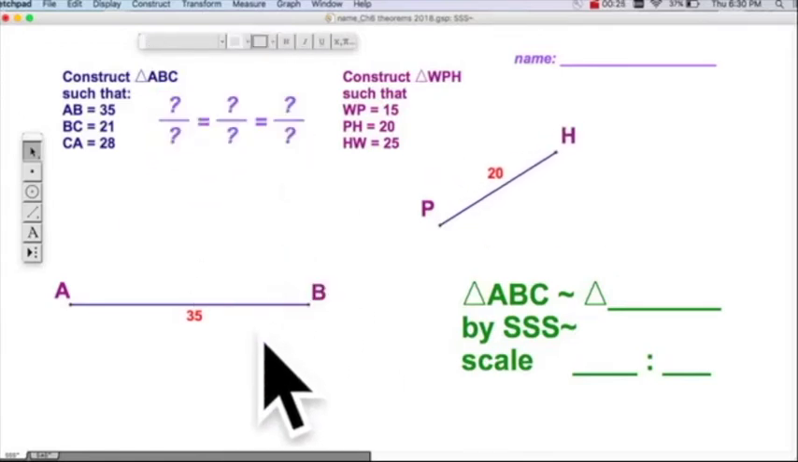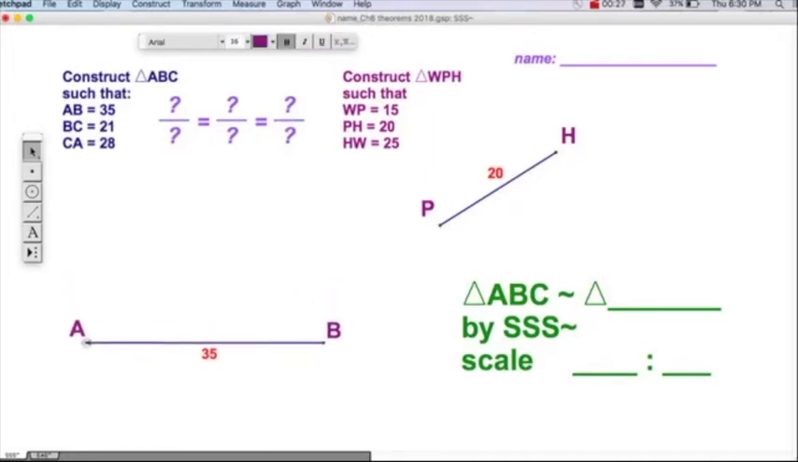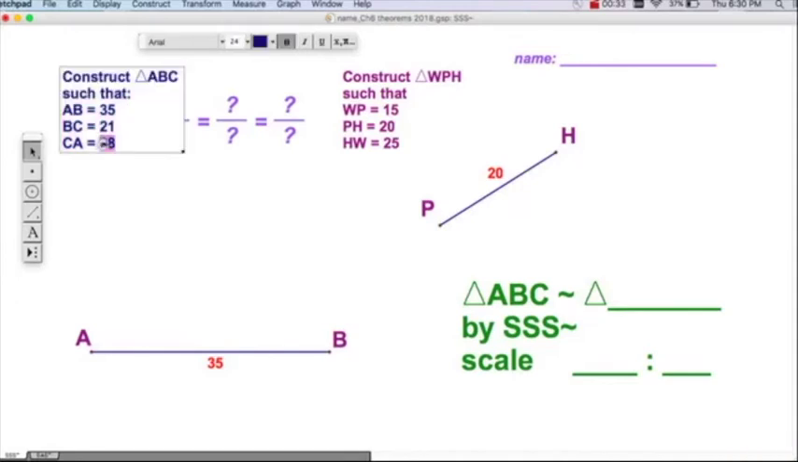Common Core says we're supposed to do some modeling, so here it goes. Now, look at these numbers. All right, AB is 35. What other side touches A? Well, I guess that would be CA. That's going to be 28.